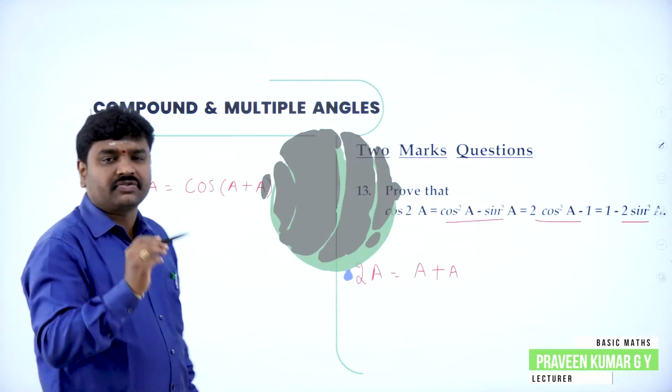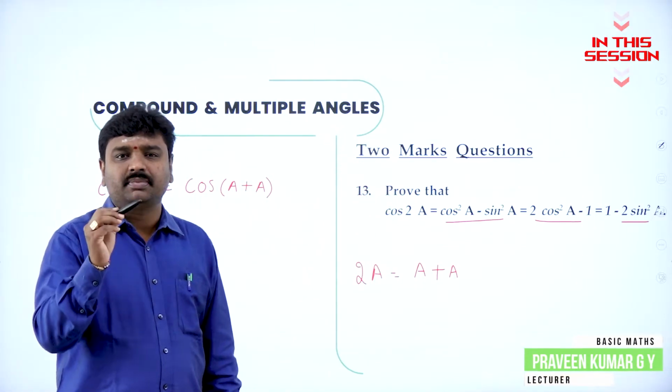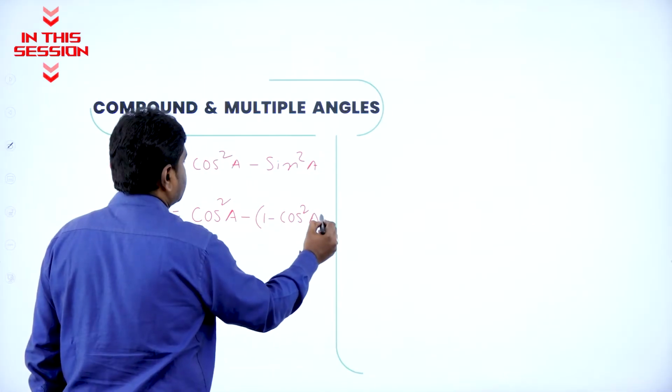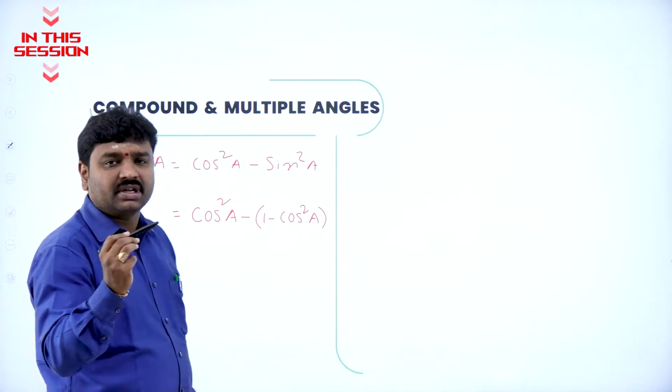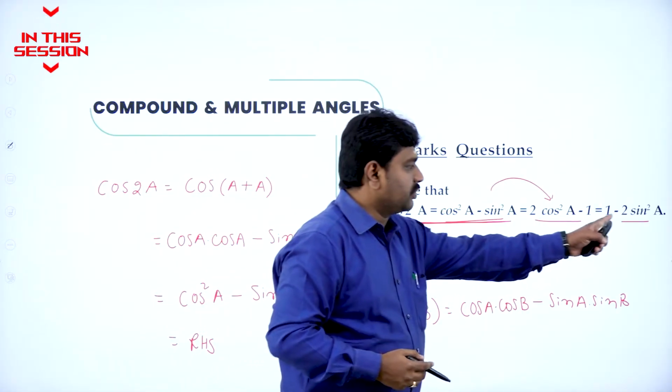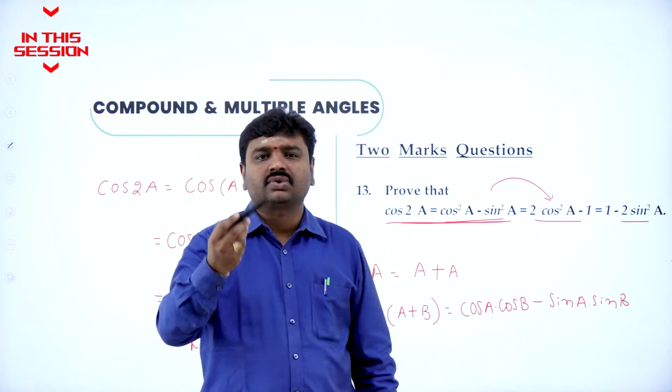All of you know cos of a plus b is what? Cos a cos b minus sin a sin b. All of you know sin square theta can be written as what? 1 minus cos square theta. RHS is what? 1 minus 2 sin square a. Means all the functions you convert it into sine.